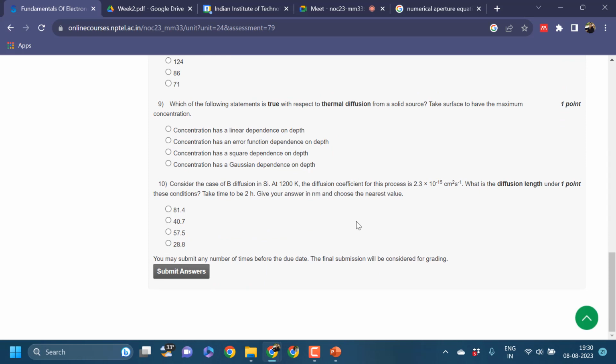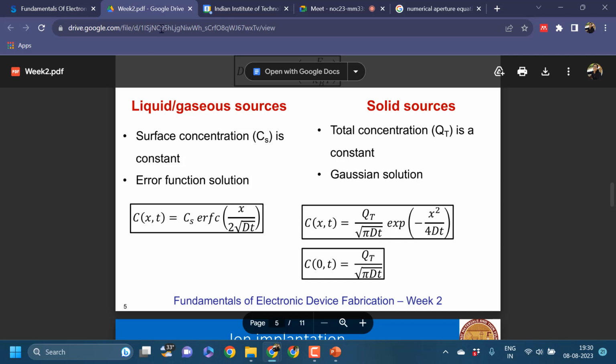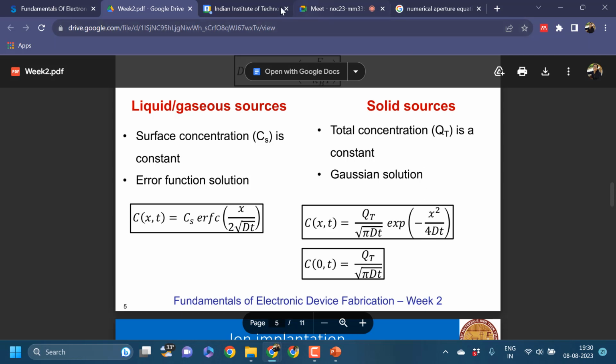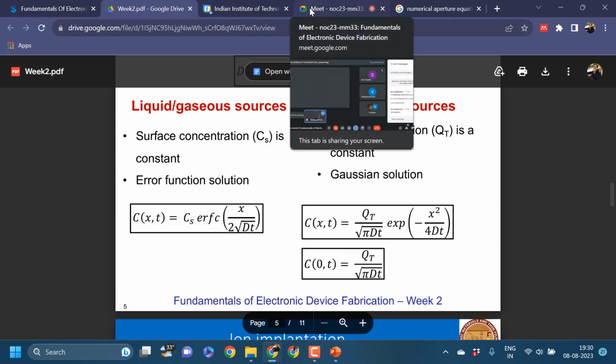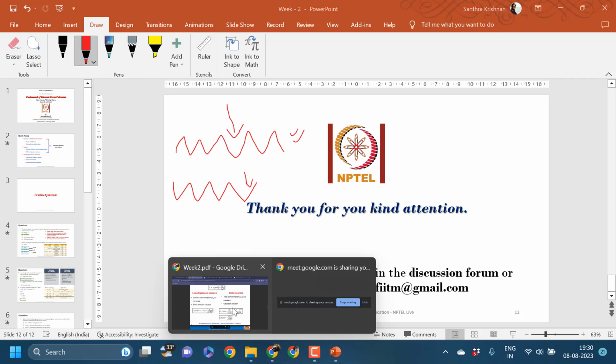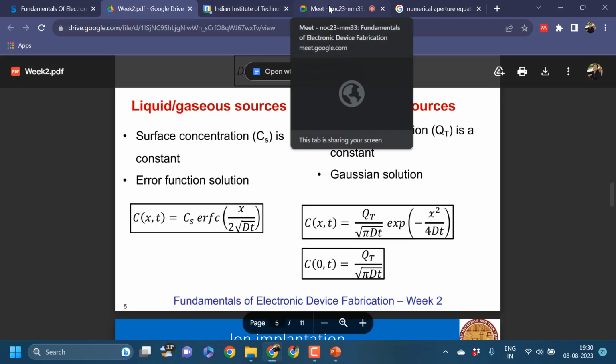And in the diffusion length question, the diffusion coefficient is given. What is the diffusion length under these conditions? Let me show you. The hint lies in these two steps. If you go through the lecture, the root of something among these is the diffusion length. So I hope that's all I can help with right now. Once the submission deadline is over, I can surely discuss the answers, but at the moment I'm restricted from answering the questions.